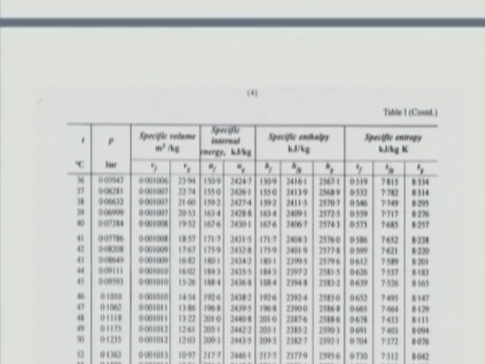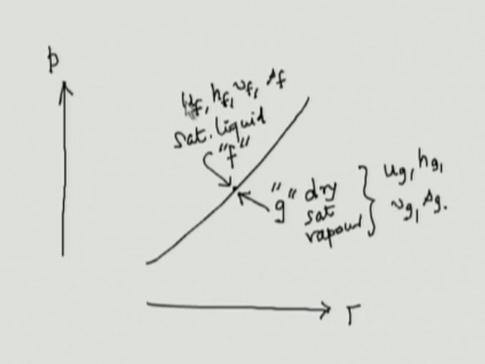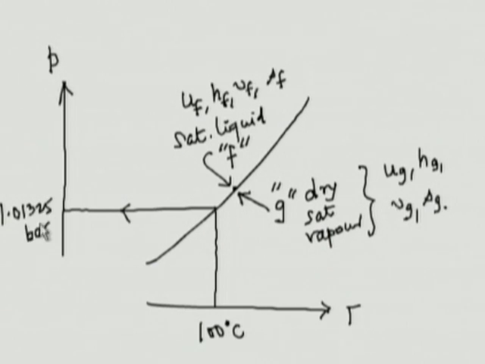Let us come to page 4 and let us say at 100 degrees C, let us look at the figures. At 100 degrees C, the saturation pressure is 1.01325 bar. That means if I select my temperature to be 100 degrees C, my pressure is 1.01325 bar. And now let us look at the properties of the saturated liquid state and dry saturated vapor state at 100 degrees C, which means at 1.01325 bar.